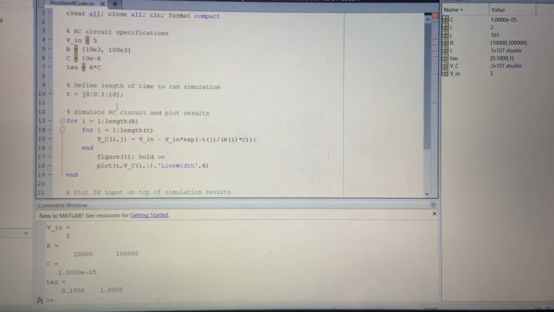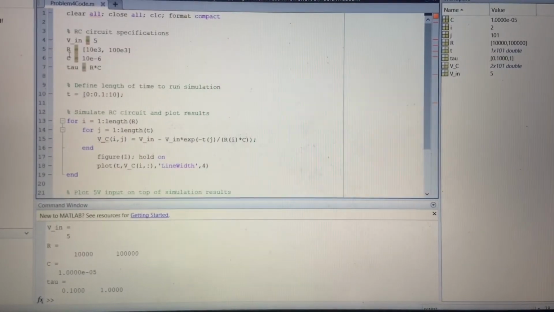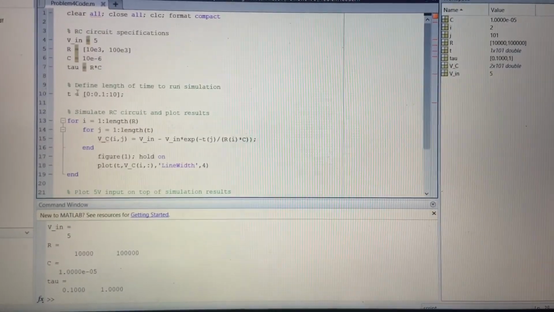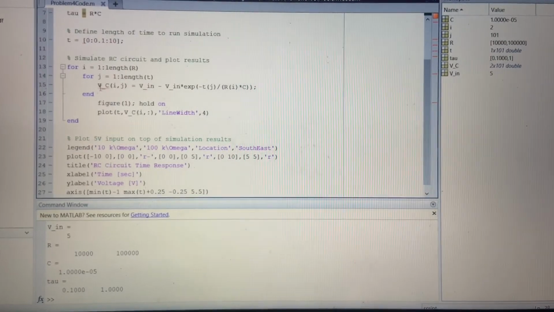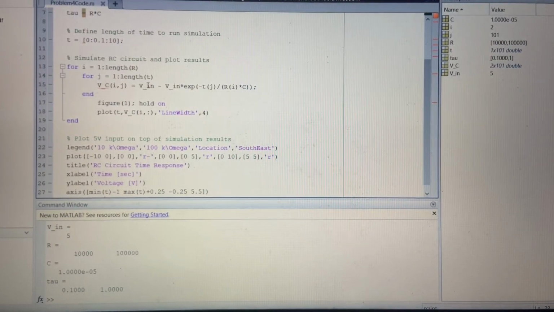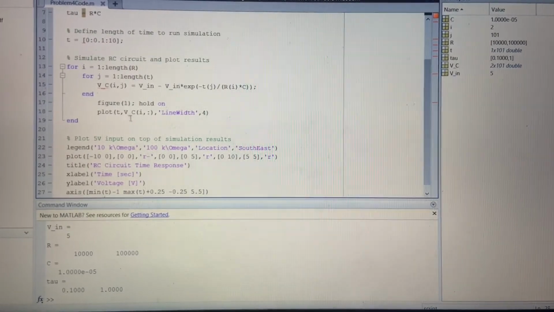All right, so here we're going to get into the simulation. If you look at the code here, we're defining our V, our R, our C, and our tau, the time constant, and we're defining the length of time that we're going to be running the simulation for. Then this VC is the voltage across the capacitor, which is defined by this formula here, and the MATLAB code is going to plot it versus time.